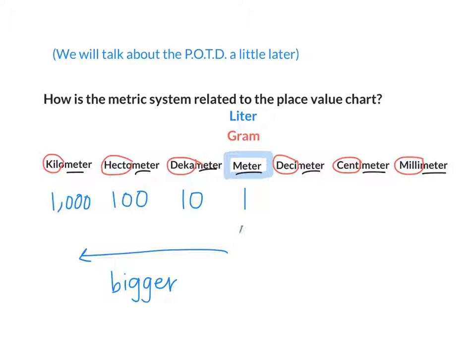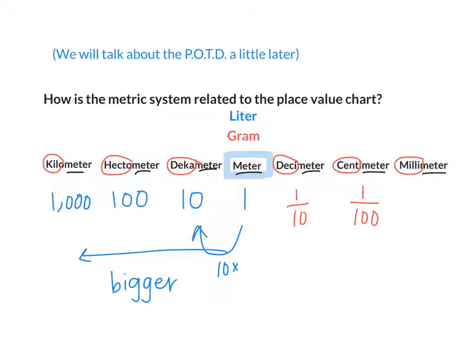Each time it moves 1 adjacent spot, it's getting 10 times bigger. Interesting. Okay. Now, 1 decimeter is smaller than a meter. It's only 1/10 of a meter. So if I took 1 meter and cut it into 10 equal parts, one of those equal parts would be 1 decimeter long.